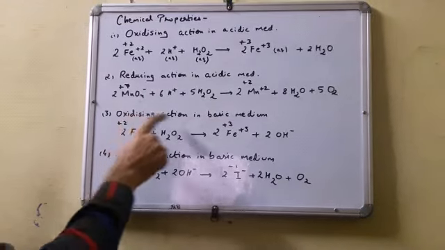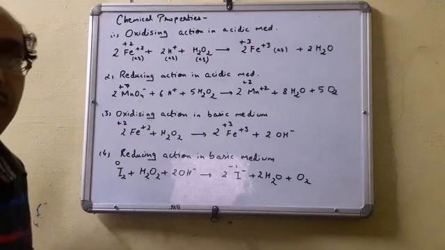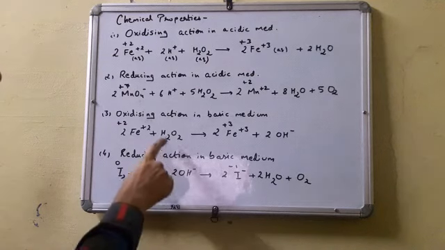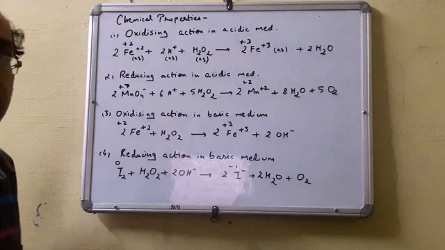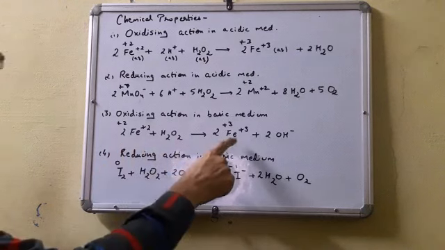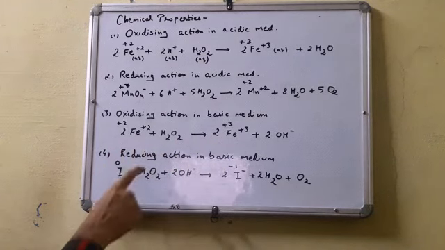Now next is oxidizing action in basic medium. In the basic medium, if any of the reaction takes place and we are using H2O2, so in that case it acts as an oxidizing agent. Here ferrous convert into ferric. Understood? Now next is reducing action.